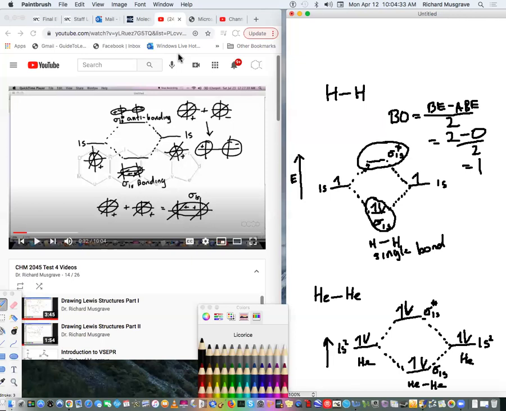All right, let's look at the bond order on the helium. You'll see that the bond order is 2 minus 2 divided by 2, which is 0. So what that would indicate is that there's no bond between the two helium atoms. And we know that's true anyway, because the helium atoms don't bond to each other. But the reason for that is because we've got two electrons in the antibonding orbital as well. So that's the difference between the hydrogen and the helium.